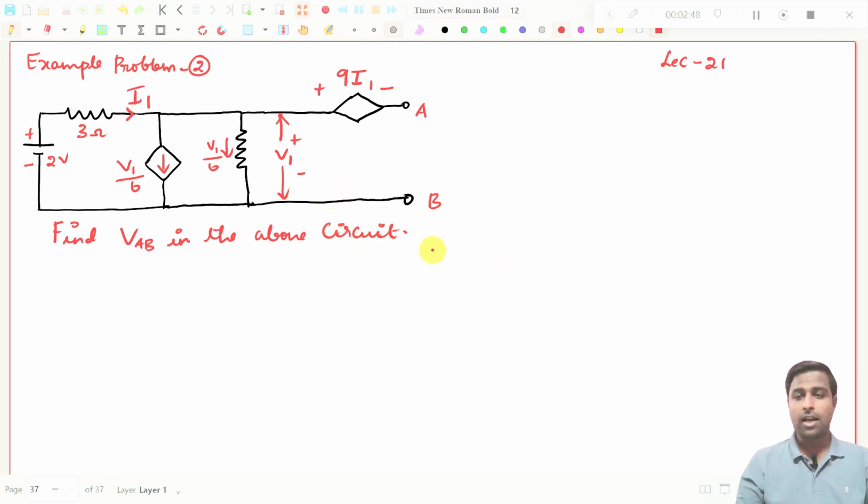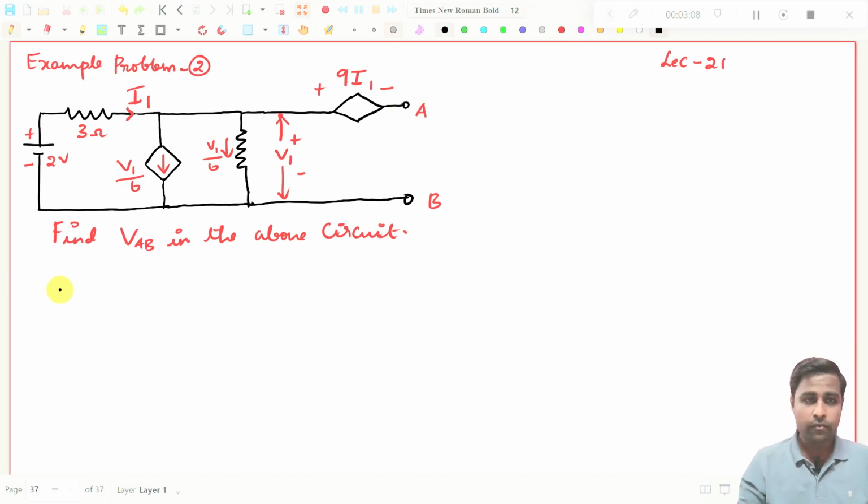Now you can apply any method to find the values of I1 and V1. We need to find I1 and V1, because the ultimate aim is to get VAB. So what is VAB? VAB means we have to start from this point to go here. So we will write that now.